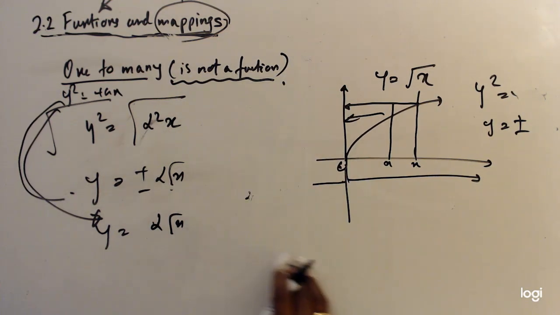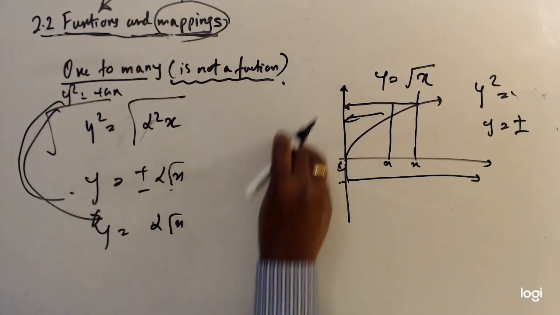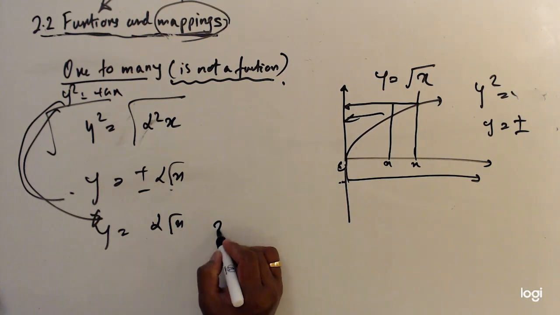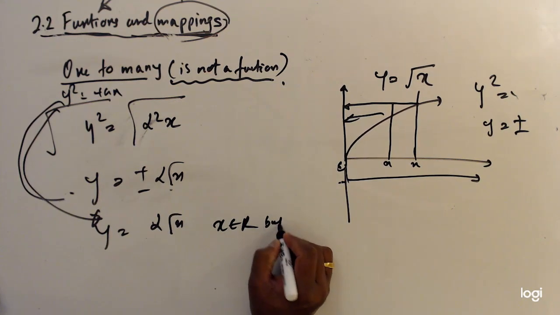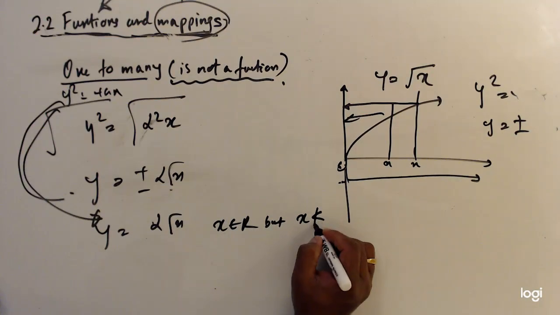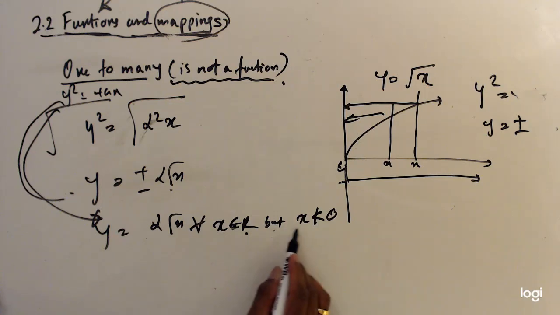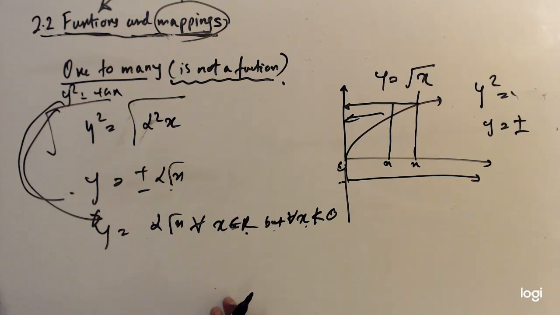We will erase this part. So we erase this one and then we erase this one. So how do we erase mathematically? Mathematically we can say x belongs to real numbers, but x cannot be less than 0. For all x belongs to real numbers, but not all the x less than 0.